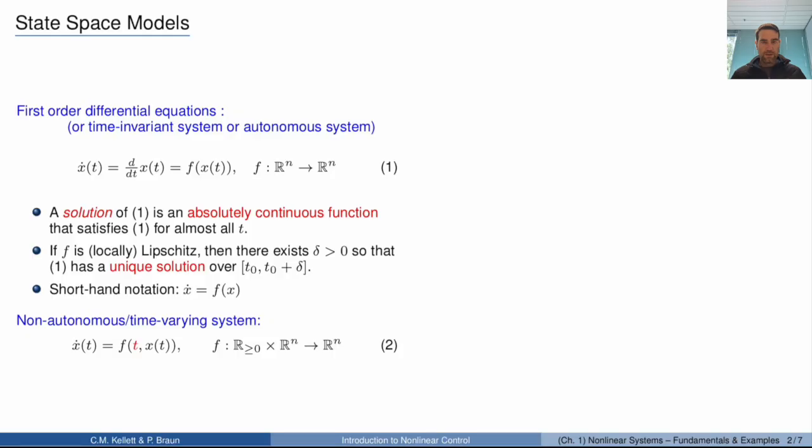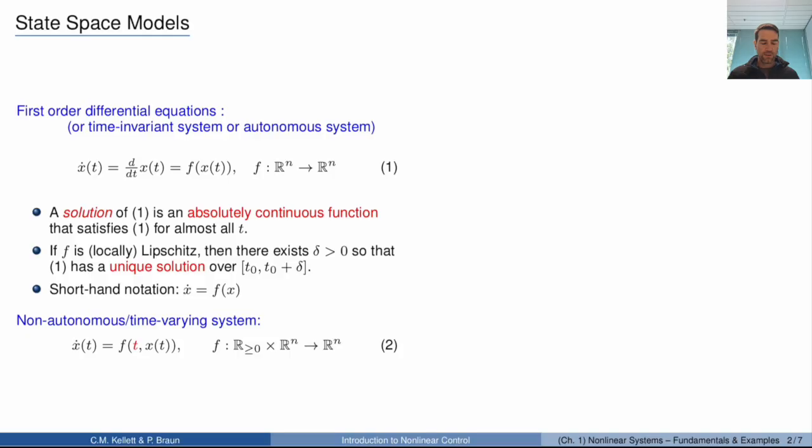When you think about the dynamical system, you should always have this representation in your head, but we will predominantly use the shorthand notation: x dot is equal to f of x, and then it is clear from context that x is a function of the time t. Here, equation 1 represents a time invariant or autonomous system, while if the right hand side f explicitly depends on time t, then we have a non-autonomous or time-varying system.